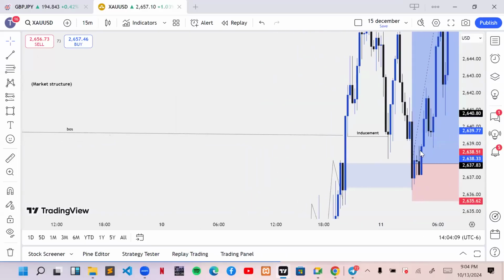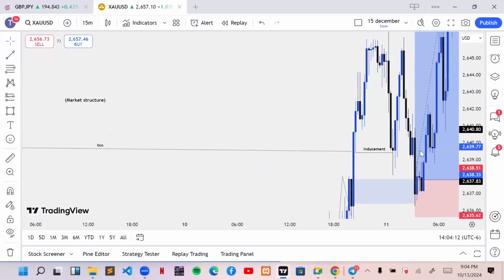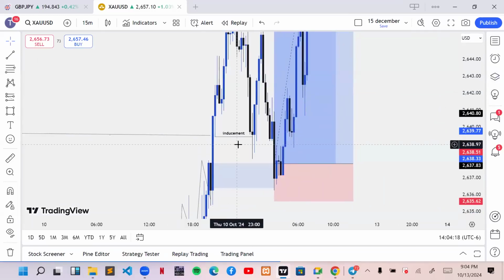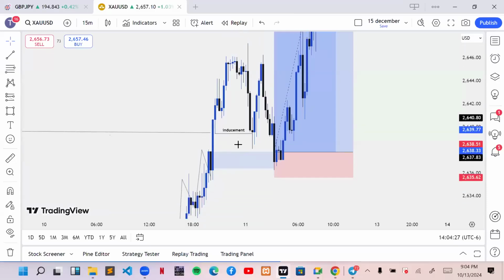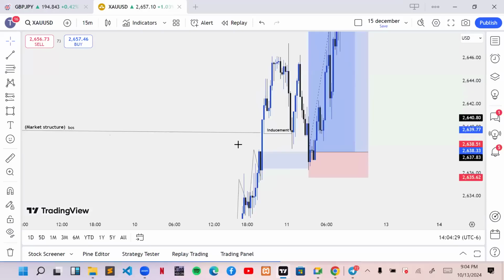So I've gotten my market structure. This inducement is my liquidity. Then I will now look for point of interest. So in this case now, I'll be looking for my order block. Now for the order block, what am I going to be looking out for? Since I'm looking out for buys, the order block I'm going to be looking out for is the bullish order block.